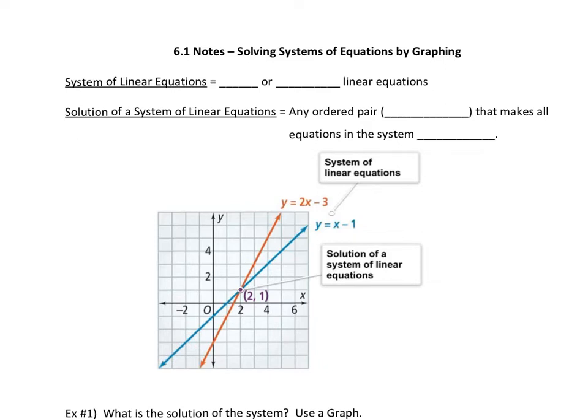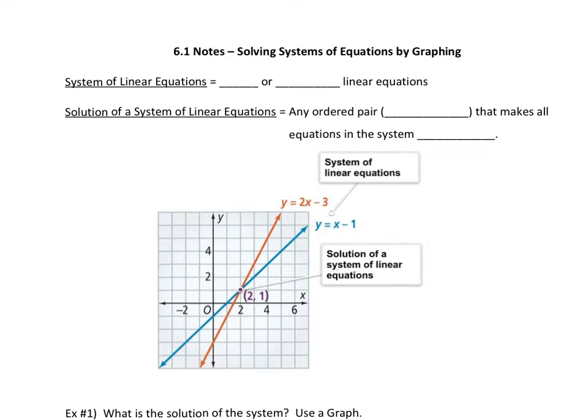So we are going to be solving what are called systems of equations by graphing, okay? So today we're doing graphing. 6-2 we'll do substitution, and 6-3 we'll do elimination. So they're all ways to solve a system. So the first thing you need to know is, what is a system?